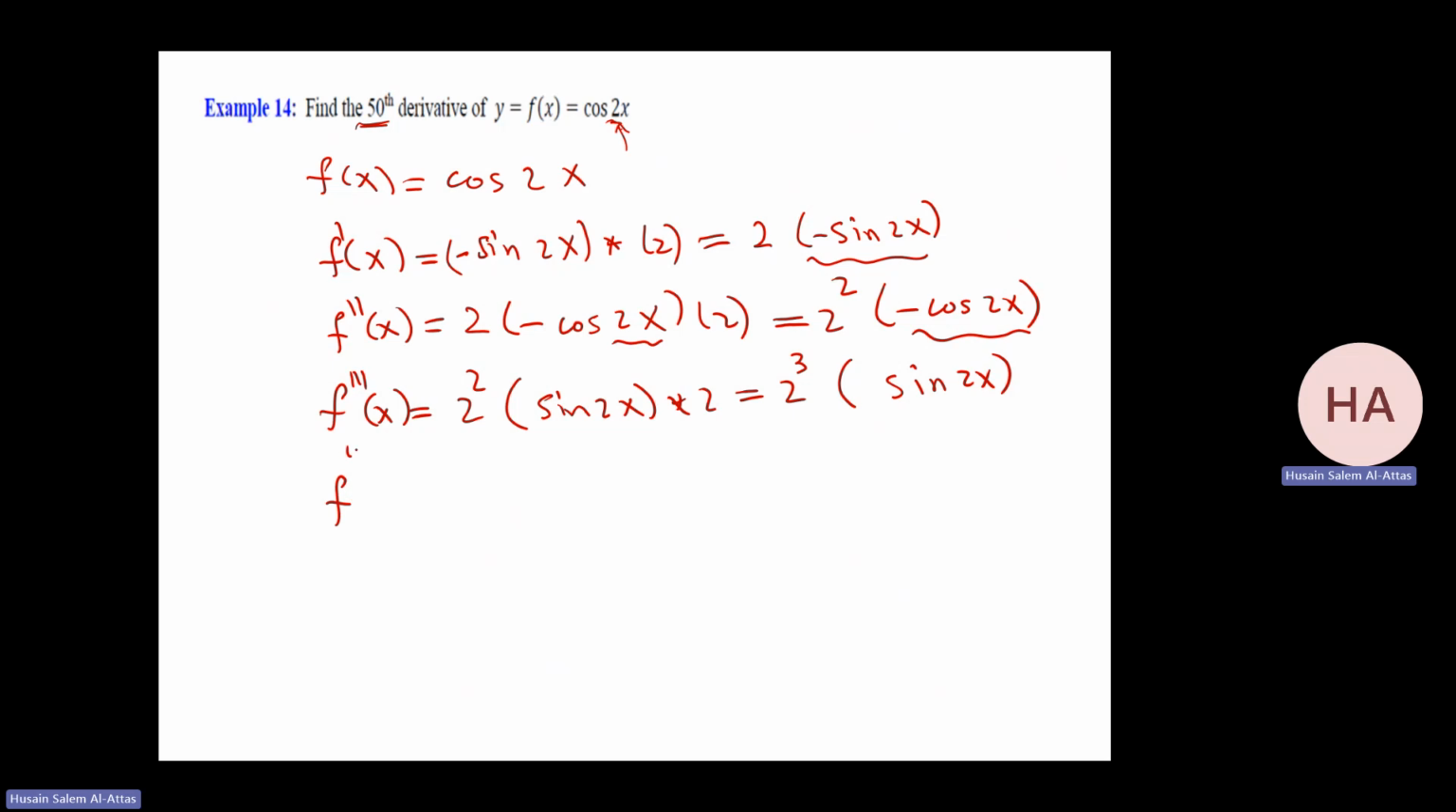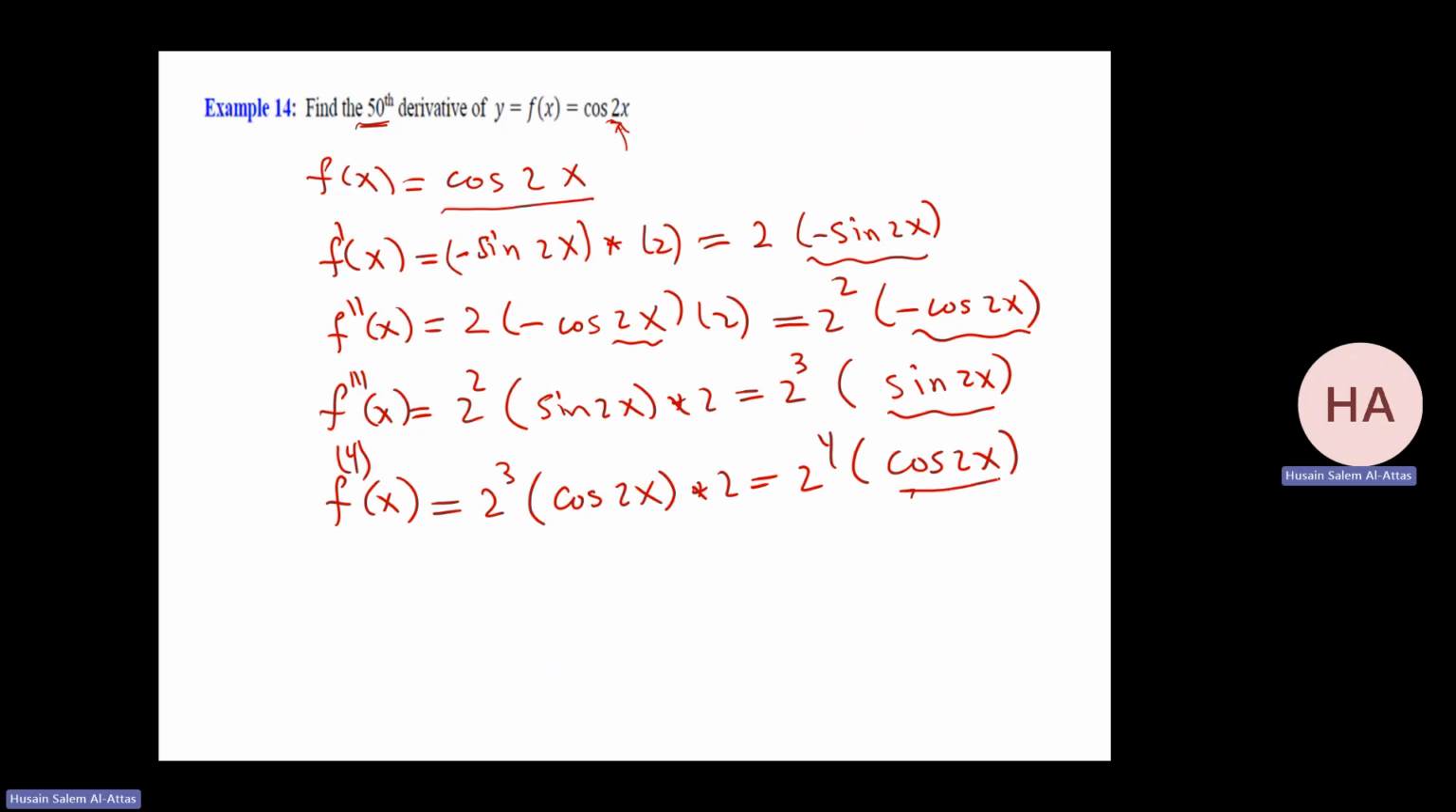The fourth derivative will be 2 cubed times the derivative of this, which is cosine 2x times 2. So I'm getting 2 to the power 4 cosine 2x. Notice this is what I'm starting with. I'm getting it now, but times a number.